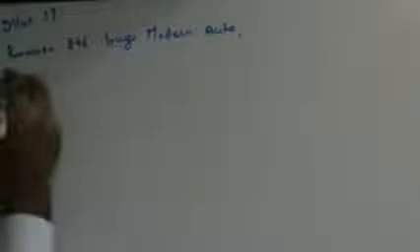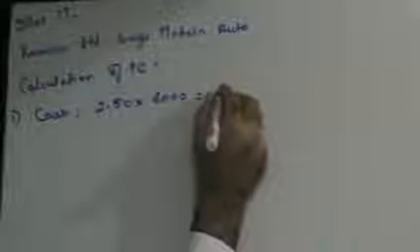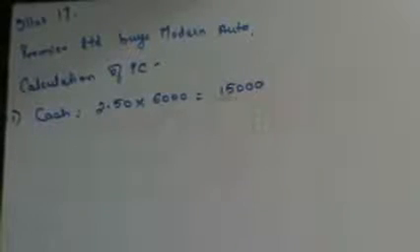The consideration payable by Premier Limited was agreed as follows. Cash payment equal to 2 rupees 50 paisa per share in Modern Auto. Let's do calculation of PC. Cash: they are going to pay you 2 rupees 50 paisa per share. How many shares are there in Modern Auto? There are 6,000 shares in Modern Auto. So 2 rupees 50 paisa times 6,000. How much is that? 15,000. So you are going to get cash 15,000.